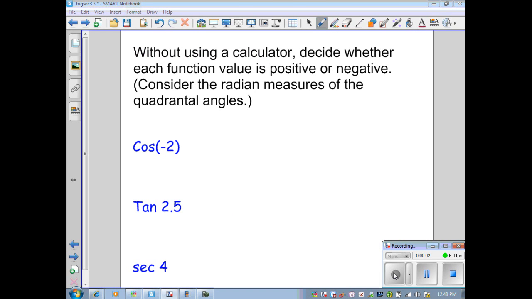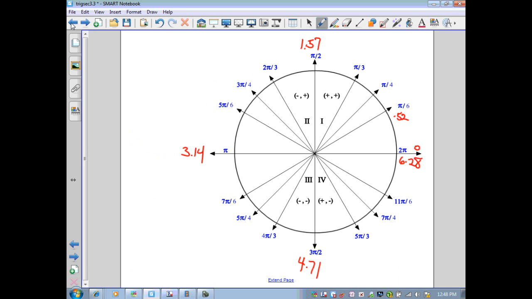Our next example, without using a calculator, decide whether each function value is positive or negative. Consider the radian measure of the quadrant angles. Our first example, cosine of negative 2 radians. From our previous example, we have our radians not written in terms of pi. Therefore, we can associate negative 2 radians to our given unit circle. This is written as a counterclockwise measurement, but we can go backwards, understanding that a negative 2 radians would have me fall into quadrant 3.